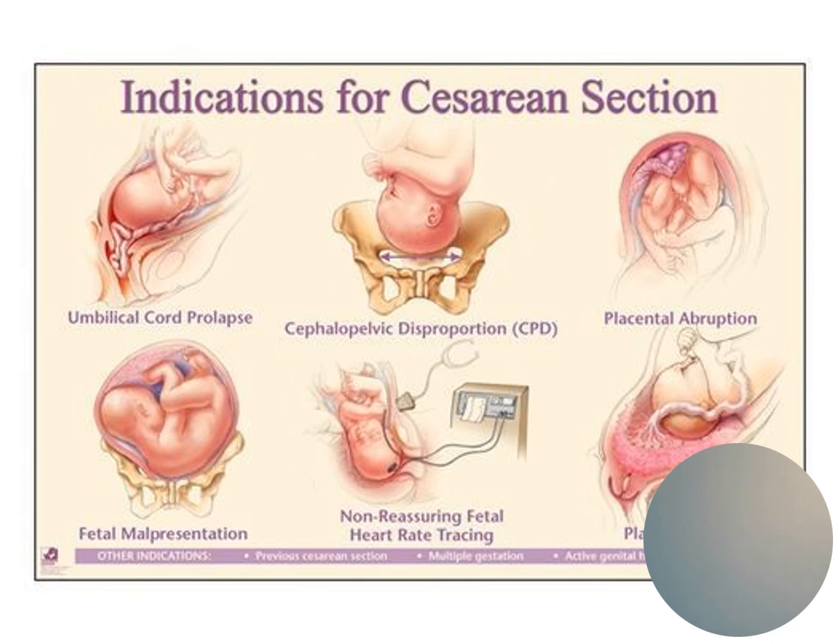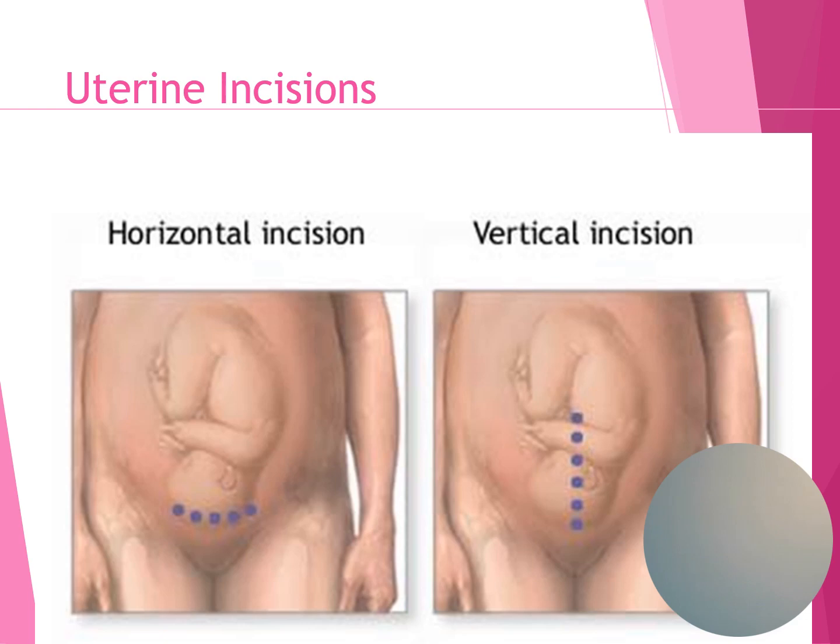The operative team needs to be ready within minutes, usually a 30-minute time frame. And spontaneous onset of labor is ideal because there's a greater risk of uterine rupture if we induce. So close monitoring if we do induce. So a picture of the different types of incisions.